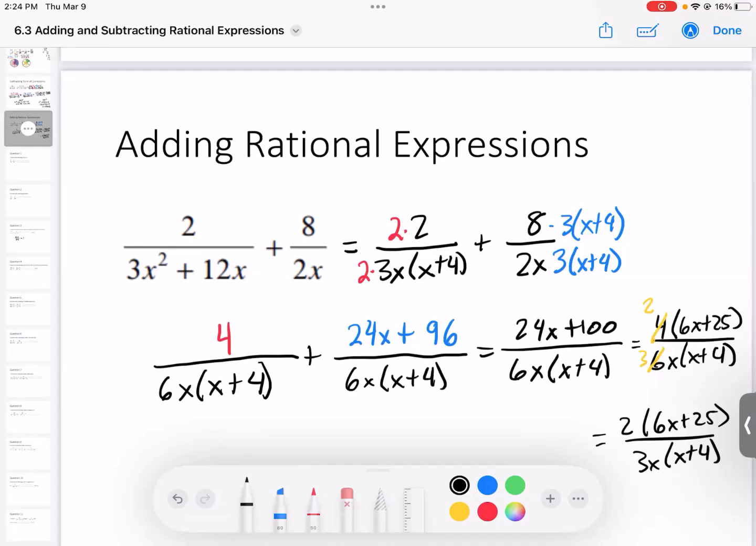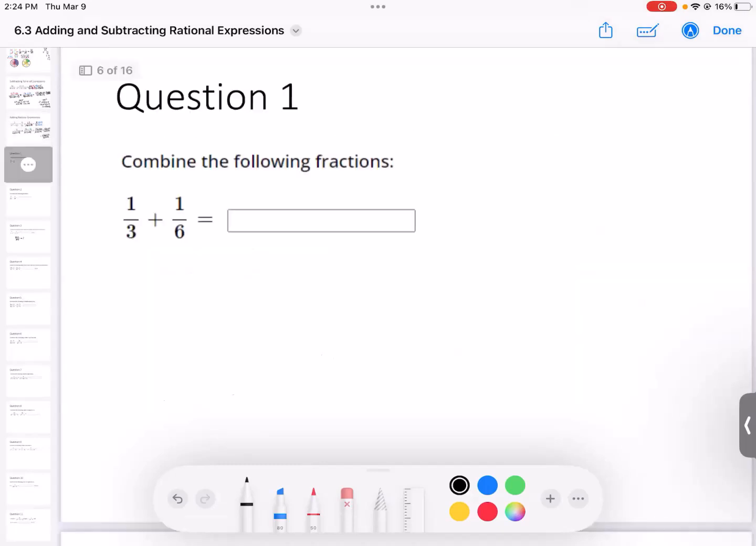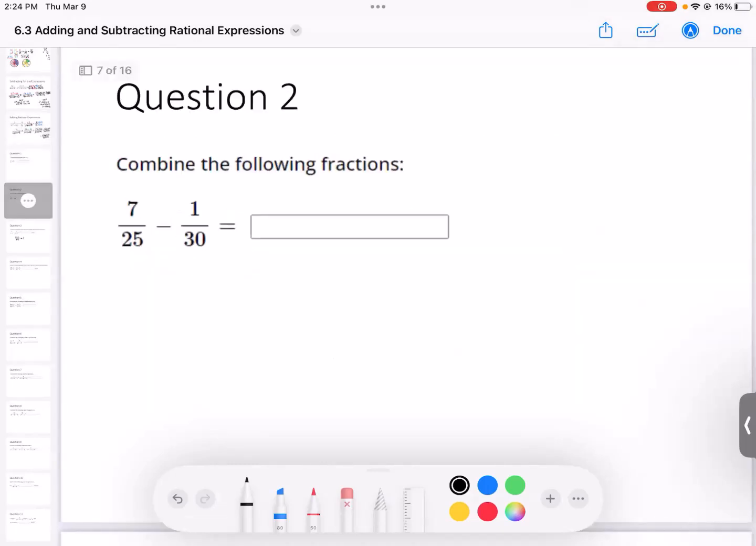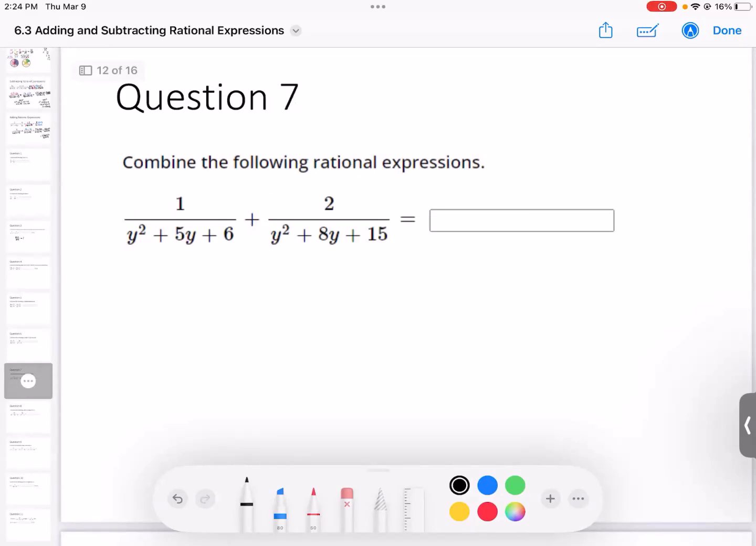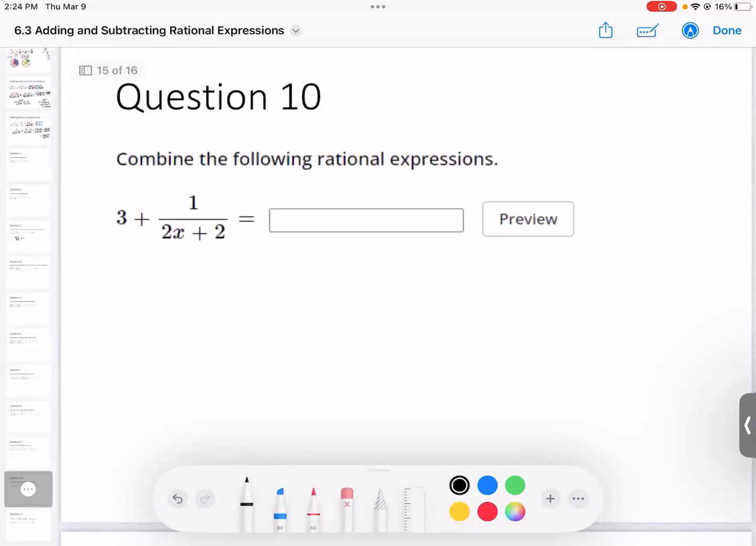Okay. All right, then I'll let you guys start working on your homework. The first few questions are super easy, like questions 1 and 2 are just adding and subtracting regular fractions, nothing to do with polynomials. And then you have a bunch of questions where you have common denominators or denominators that are pretty similar, so it's not hard to find them. And then the last few questions, the factoring gets a little bit more involved.